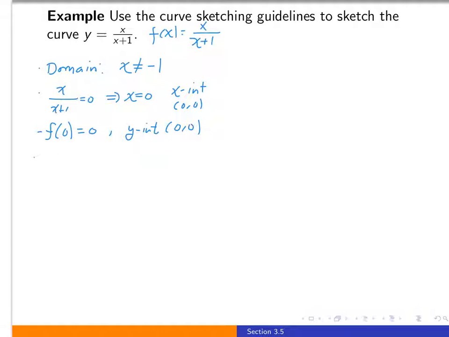This function has no symmetry. To see that, f of minus x is minus x over minus x plus 1. And the question is, can we write this as f of x, which would make it even, or minus f of x, which would make it odd? We cannot rewrite it as either of these two quantities. So in this case, there is no symmetry present.